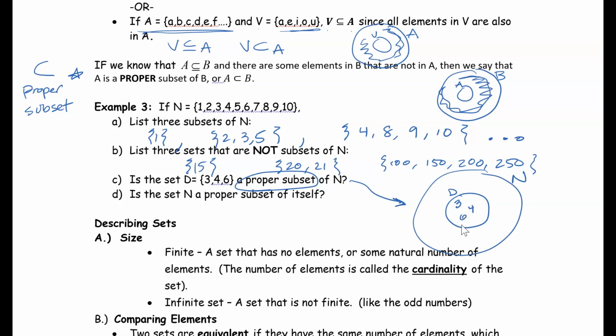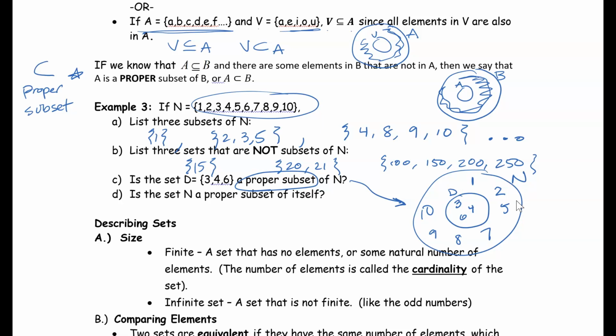So we've got 3, 4, and 6. Well, what are the other numbers that we're missing? So 1 should be in here, and then 2, 3, 4, missing 5, we're missing 7, 8, 9, 10. So I would say absolutely, D is a proper subset of N because there are some numbers that are in N that are not in D.